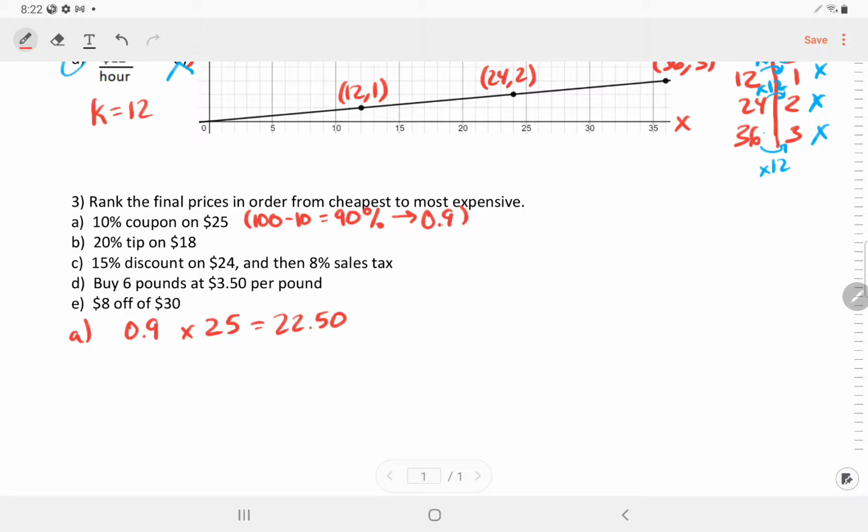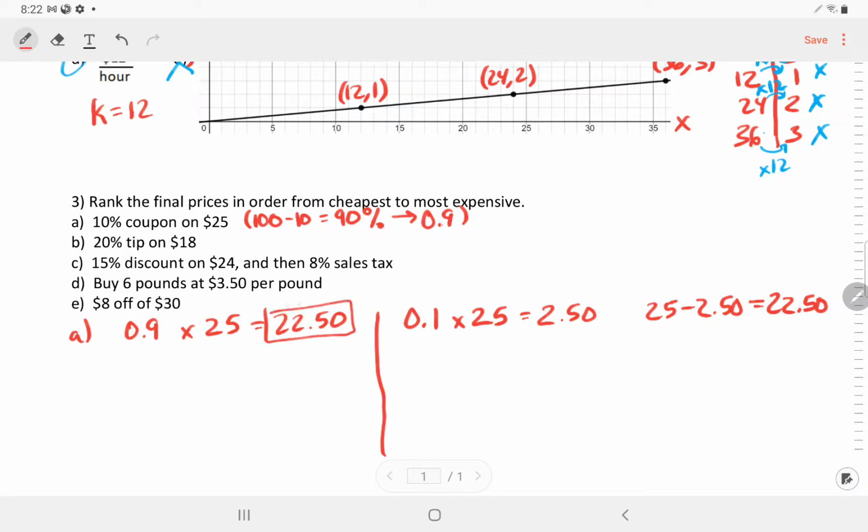That is one way to approach a problem. Another way to approach the problem is by taking 10% of 25 and then subtracting it from the original amount. So 10% of 25 is $2.50. And then we take $25 and subtract $2.50. That will also give us $22.50. So there's two ways to do this problem.